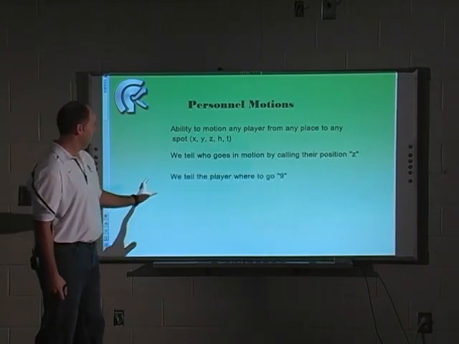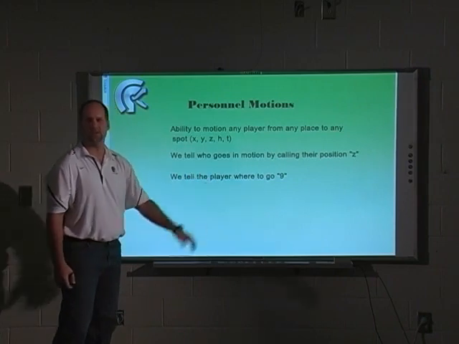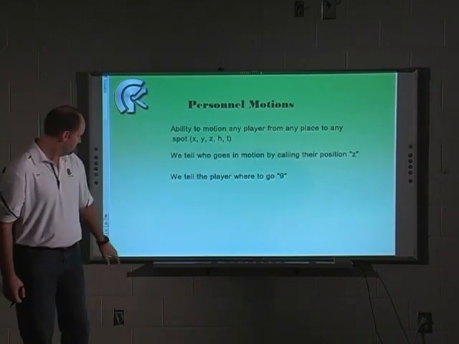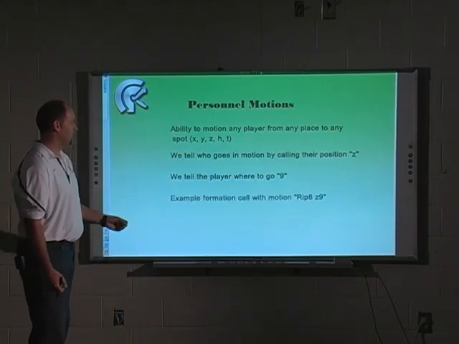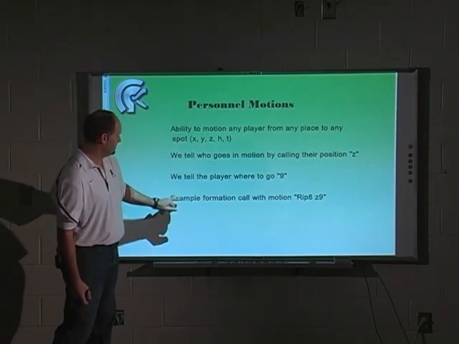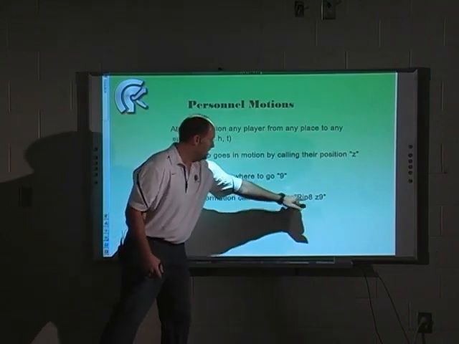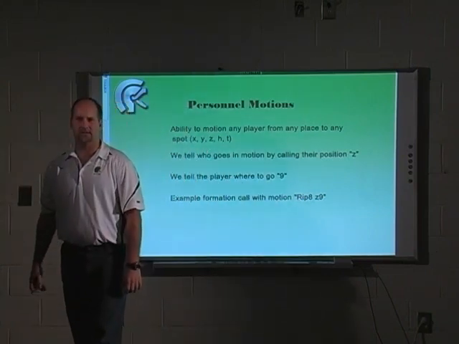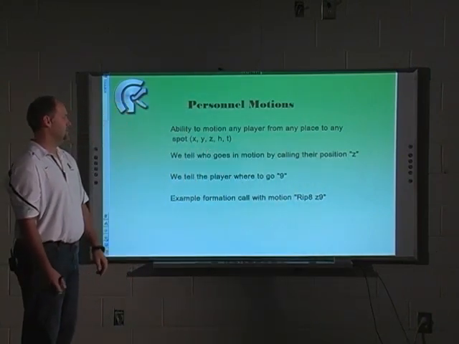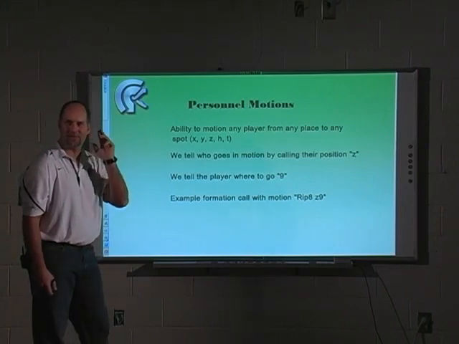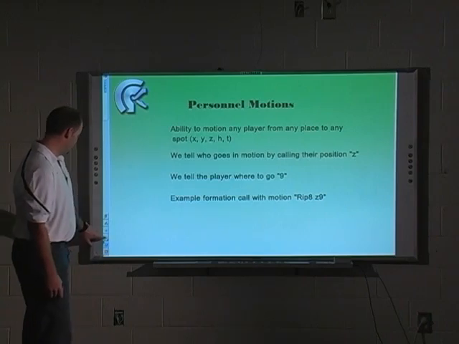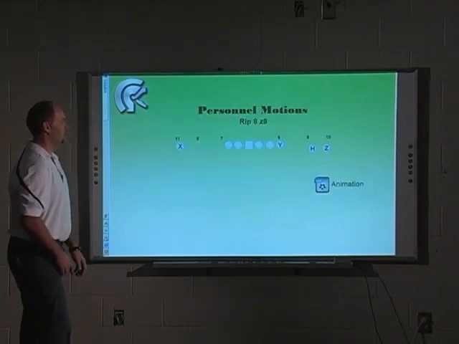We tell the player where. Where in this case we're going to use, for example, is 9. So what does that mean? What he should be hearing is, here's an example of a formation or call with motion. Rip 8 for us is the formation. Z9 is the motion. So Z recognizes, okay, I'm going to line up here and I'm going to motion to the 9 position. So what does that look like?